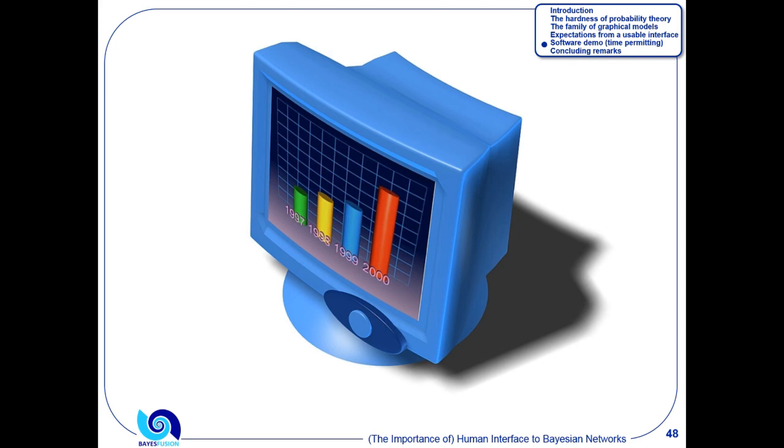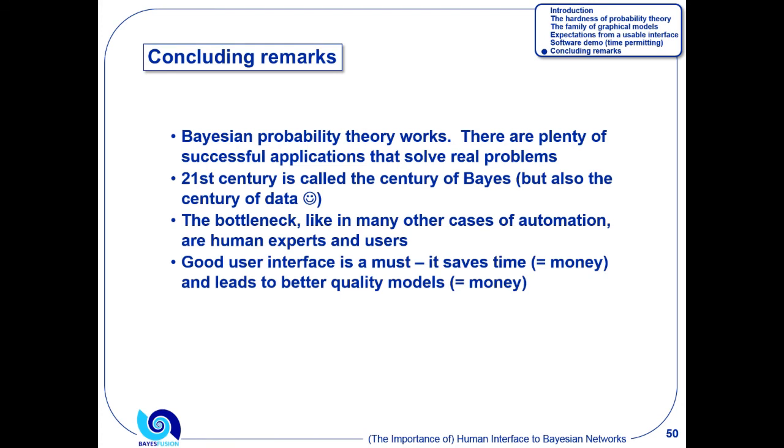I believe that we are running short of time, so let me finish the talk, and we can always go back to the software if there are any questions. Bayesian probability theory works. There are plenty of successful applications that solve real problems. The 21st century is called the century of Bayes, but also century of data. I believe that the main bottleneck in this business, just like in many other cases of automation, are human experts and human users. The user interface is very important. Good user interface is a must.